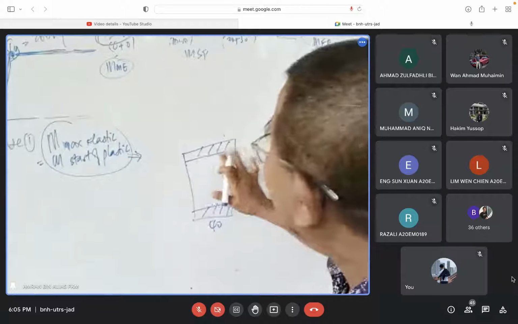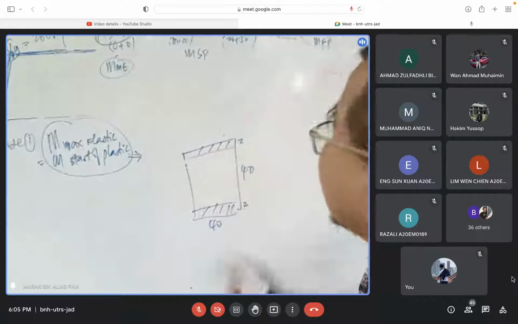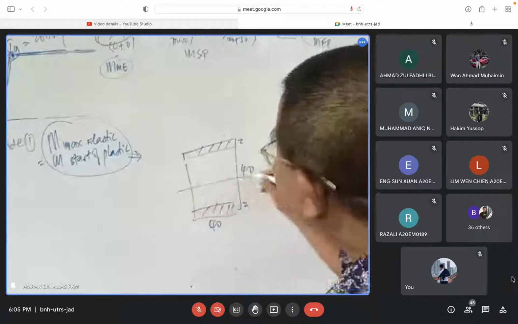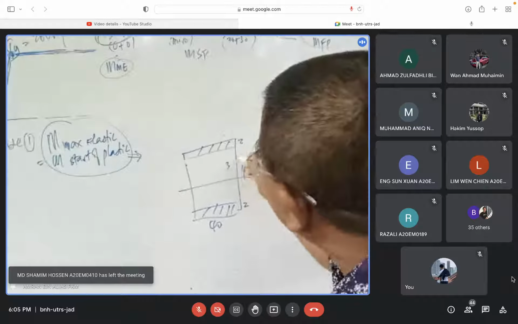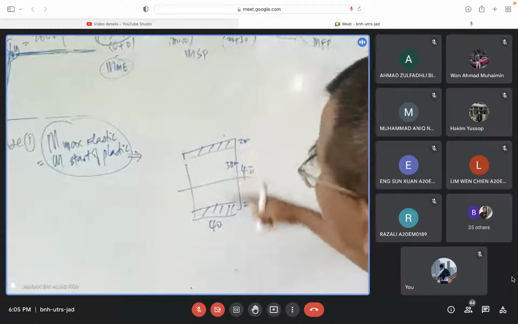4 means 2 on the top, 2 on the bottom. That is 10%. From here to here must be 38. 2 mm there, 38 mm. So this is the definition of 10%.